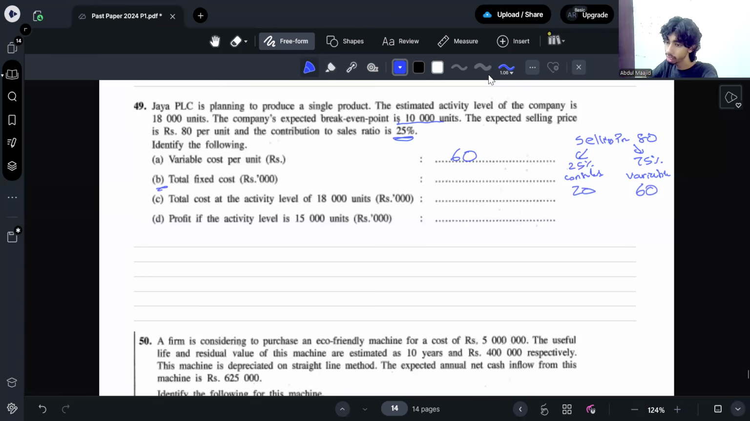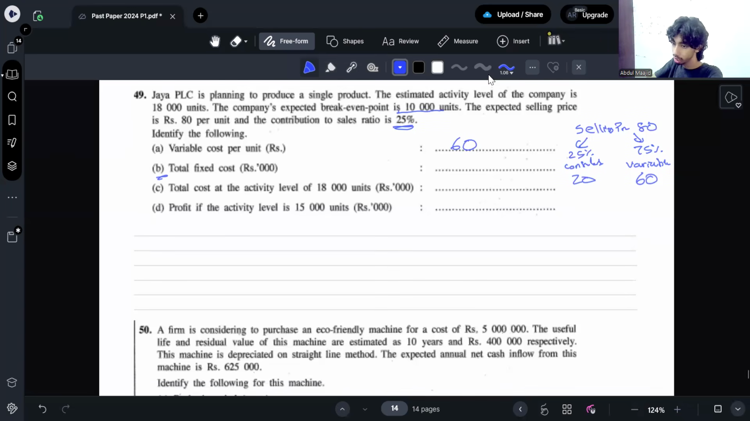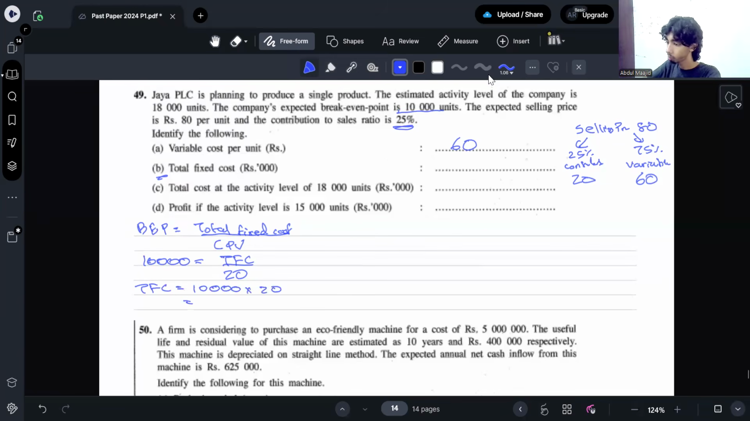Next, they are trying to find the total fixed cost. You can find the total fixed cost using the BEP equation. Break-even point equals total fixed cost divided by contribution per unit. BEP is given as 10,000 units, equal total fixed cost we don't know. Contribution per unit we found as 20. Therefore, total fixed cost will be equal to 10,000 into 20. That is 200,000. So total fixed cost 200.